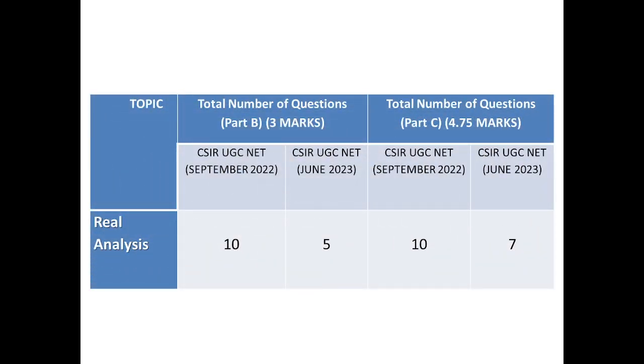Then it is real analysis. There are 10 questions in September 22 in part B and 5 questions in June 23 in part B, and there are 10 questions in September 22 in part C and 7 questions in June 23 in part C.